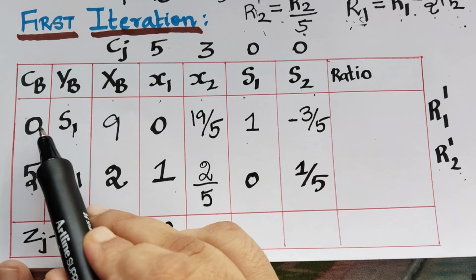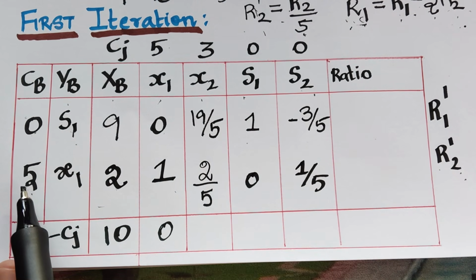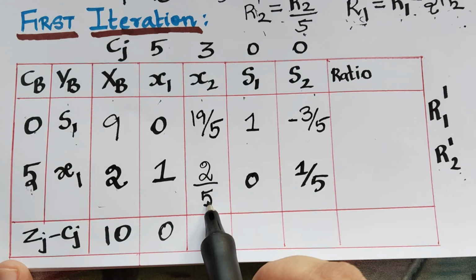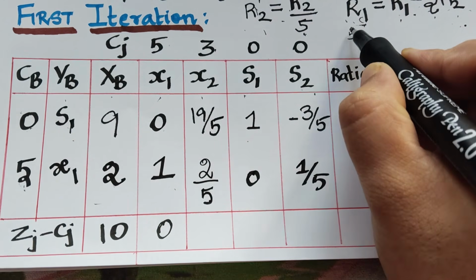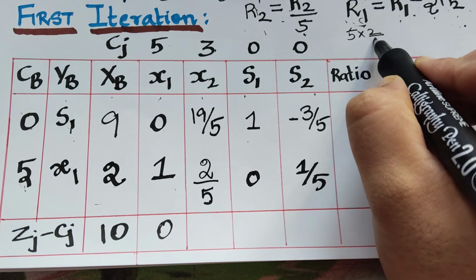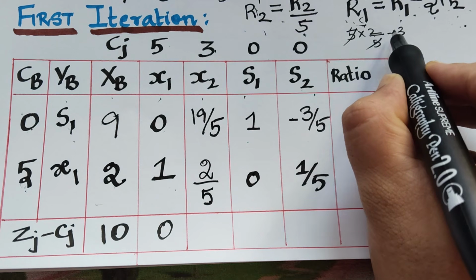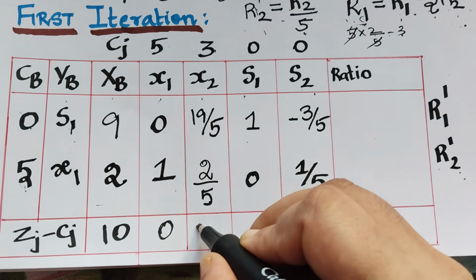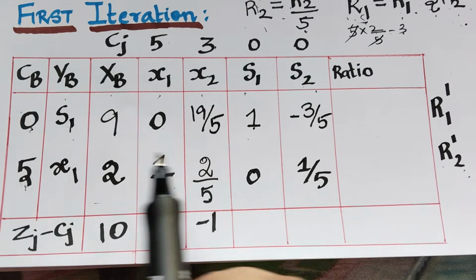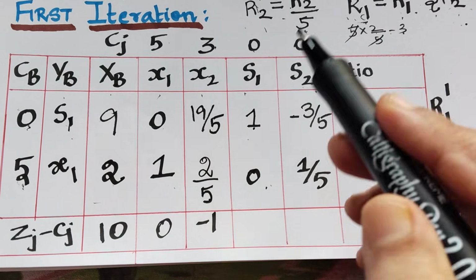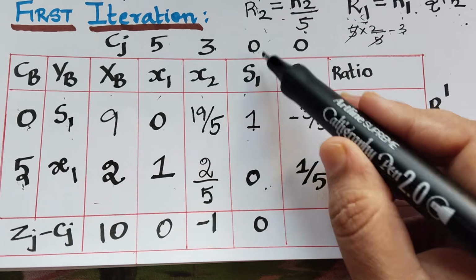So this, if you see, 0 multiplied with 19 by 5, which is 0, plus 5 multiplied with 2 by 5 minus 3. So let me show that calculation here. 5 multiplied with 2 by 5 minus 3. So this 5 and 5 will get cancelled. What is 2 minus 3? It is minus 1. So this will be minus 1. 0 multiplied with 1, 0. 5 multiplied with 0, 0. Minus 0, 0. Don't forget to do this minus of this Cj value.